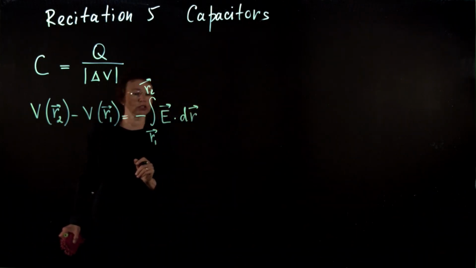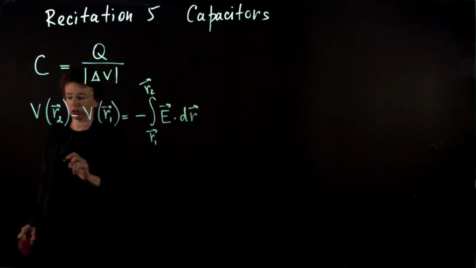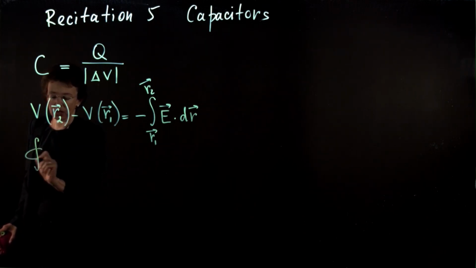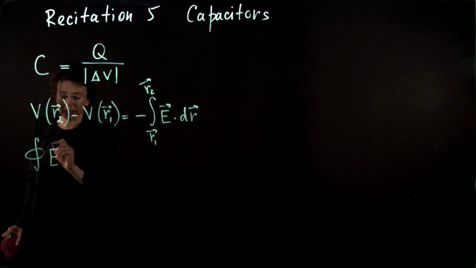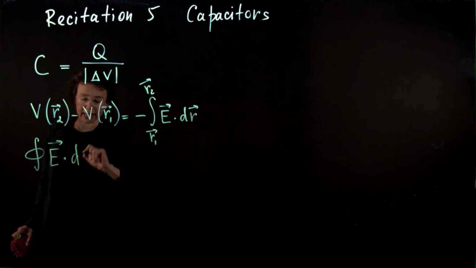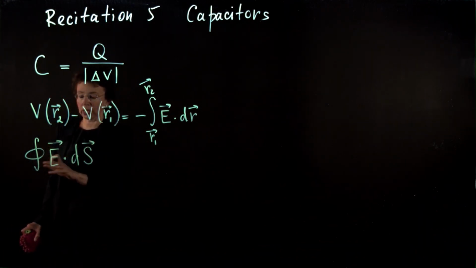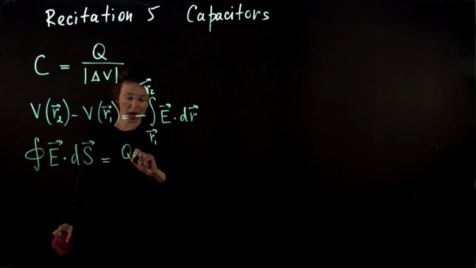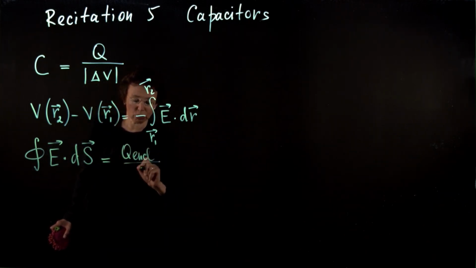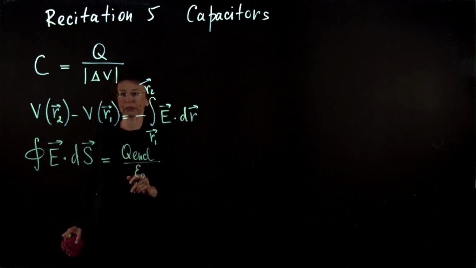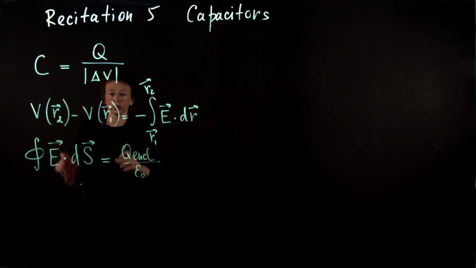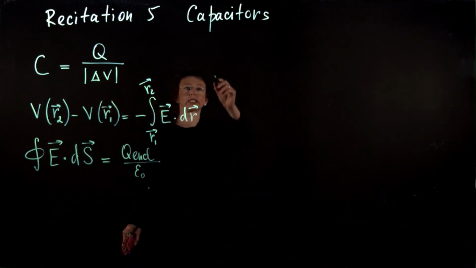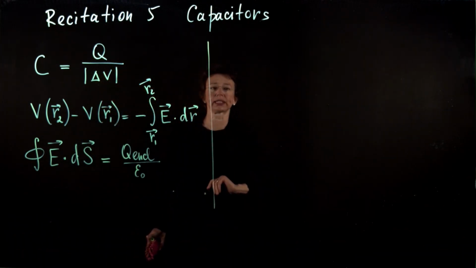How to find the electric field? We will find the electric field using Gauss's law: the integral over a closed surface of E dot dS, the flux out of the closed surface, is equal to the charge enclosed by this surface divided by epsilon naught. So we will use these three formulas to find the capacitance for different capacitors.